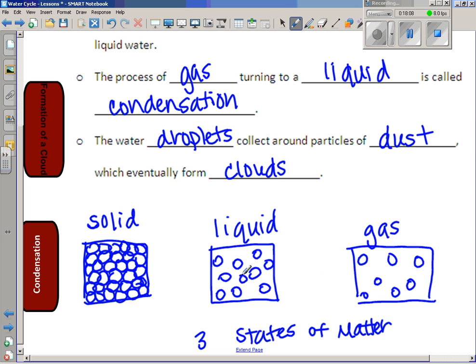Okay, so once you draw your little atoms for a liquid, where they're not as tightly packed as a solid, but closer together than a gas, and then you have your gas where they're a little bit more spread out. So that way when we say, okay, evaporation is when we have a liquid turning into a gas, which makes water vapor, you have an idea of what that will look like. And when we say condensation is when you have a gas turning back into a liquid, then you know what that looks like as well.